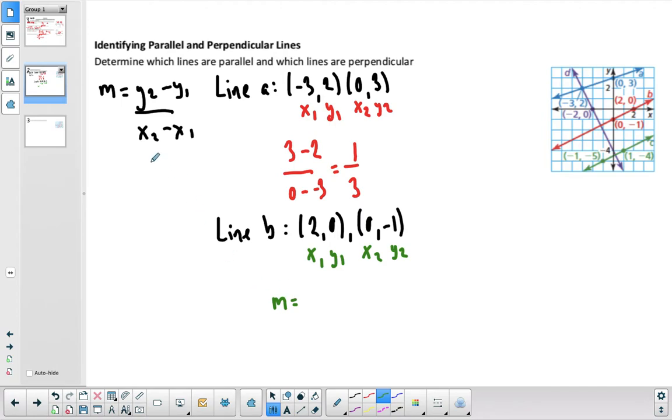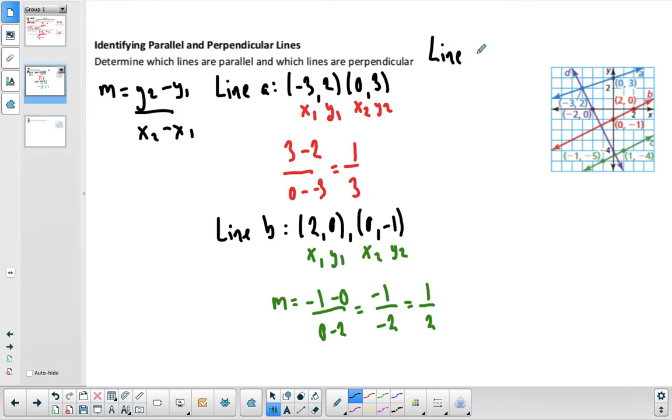And I know I put m up there, but m is just the variable that's used for slope. So y2 minus y1, so negative 1 minus 0 over 0 minus 2. Now, negative 1 minus 0, that's going to be negative 1. 0 minus 2 is going to be negative 2. Now, something we want to check on this. Anytime we see that it's a negative over a negative, we're going to go ahead and make that positive. So really, 1/2 is going to be a better answer on that. Okay. All right, so we got those two.